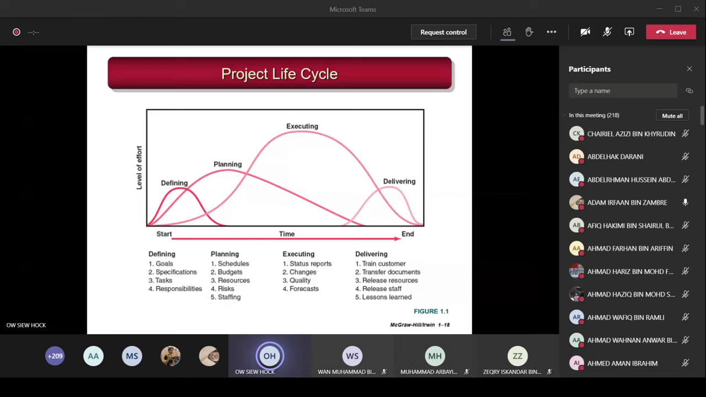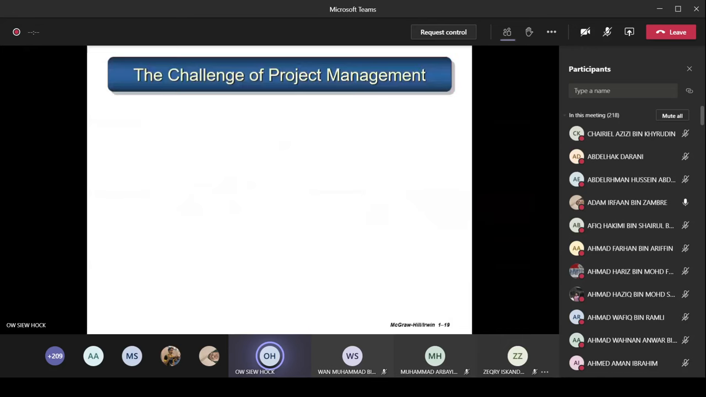Okay, so you will go through all this project life cycle, which you're going to learn in this course. And you can see the graph also shows you the level of effort. That means how much effort, the time that you need to put in for the defining stage, planning, you can see executing is the highest. You take more effort than the others. And also the delivery. Okay, so this is how the graph shows. Okay, any question? Okay, next.